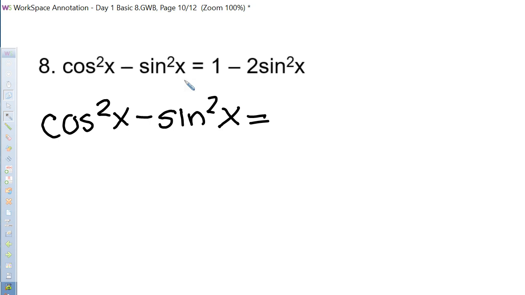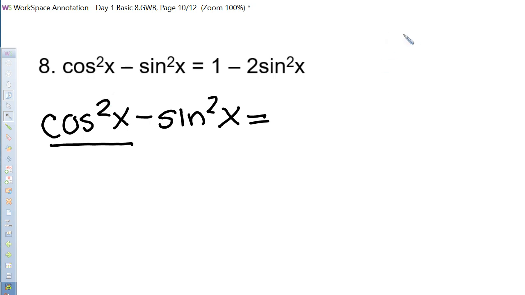So here's the third hint I can give you, and that would be to look at your answer. Looking at my answer, it is 1 minus 2 sine squared. Well, looking at my original left side, do you even see a cosine squared in the answer over here? No. So I need to do something to cosine squared to somehow convert it to a sine squared. How could I do that?